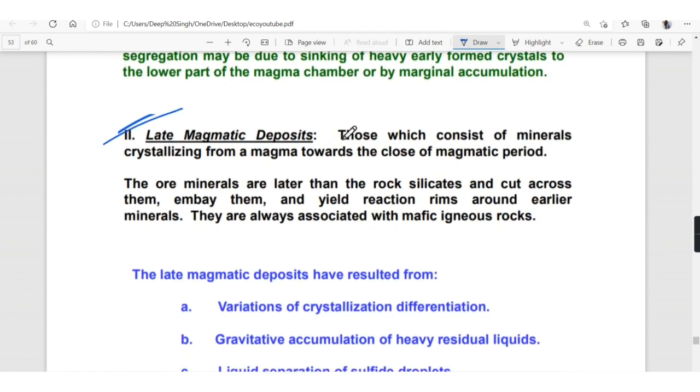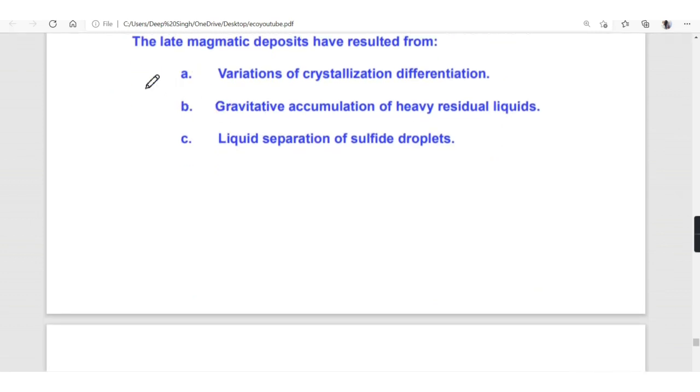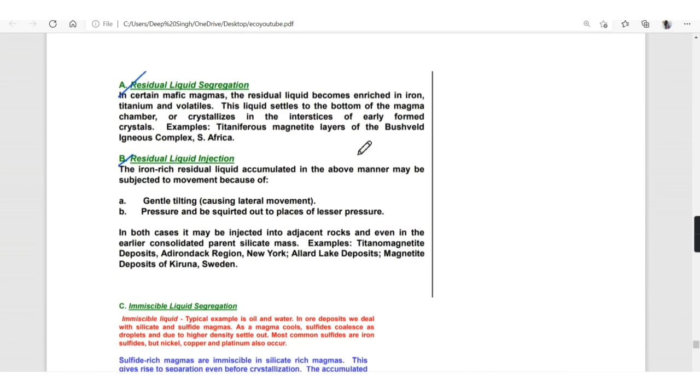Late magmatic deposits are those which form after the closing of the magmatic period. Here variation of crystallization, differentiation, gravity accumulation of heavy residual liquid, and liquid separation of sulfide droplets will occur. Residual liquid segregation, its example is titaniferous magnetite layers of Bushveld.